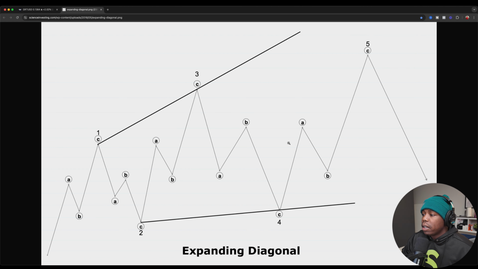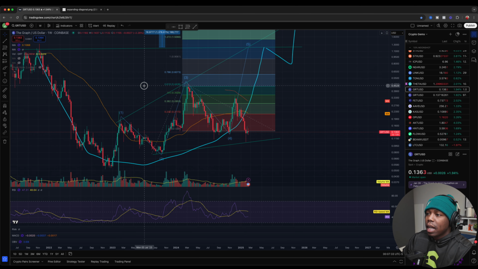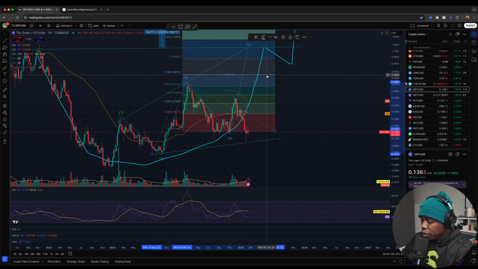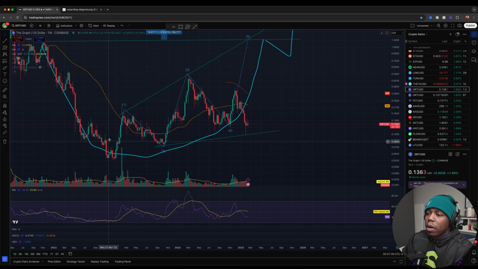And you could see that here. This is a textbook example of that. Waves 1 and 3 create this upper trend line, and waves 2 and 4 create this lower trend line as support. So if you're looking at the actual chart, you could see kind of how this is playing out. Let me get rid of that. And you can see where we have wave 1, 2, 3, 4, and we're looking for potentially wave 5.